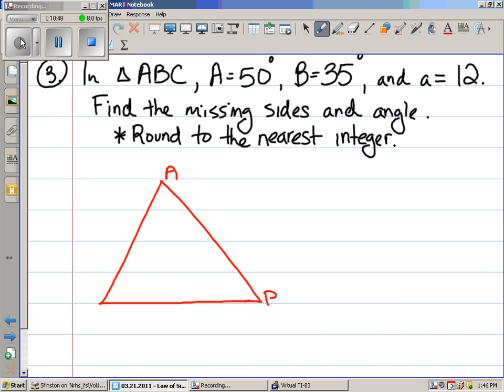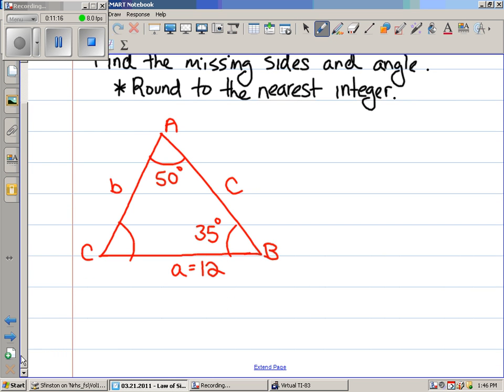Let's label it up. A, B, and C. This is going to be 50. This is going to be 35. This over here we're unsure of, but it's not hard to figure out. A is going to be equal to 12. Do we know how much B is? Nope. Do we know how much C is? Nope. Okay. Well, that's not hard.